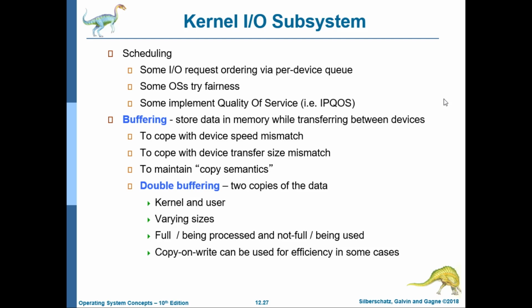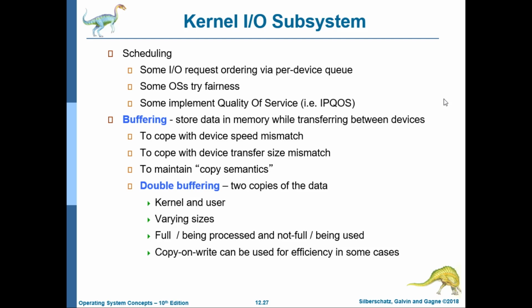And then next we have buffering. It stores data in memory while transferring between devices. Buffering is done to cope with device speed mismatch, to cope with device transfer size mismatch, and also to maintain copy semantics. Copy semantics is the way to preserve control over object ownership.